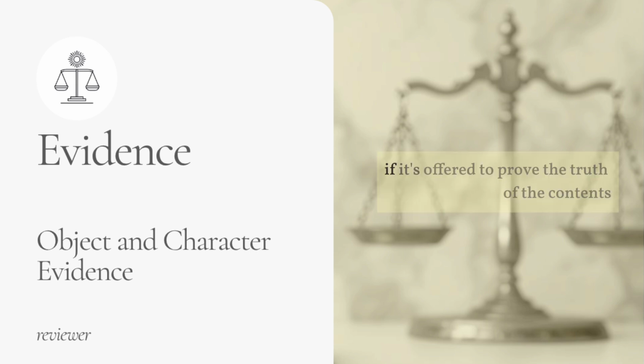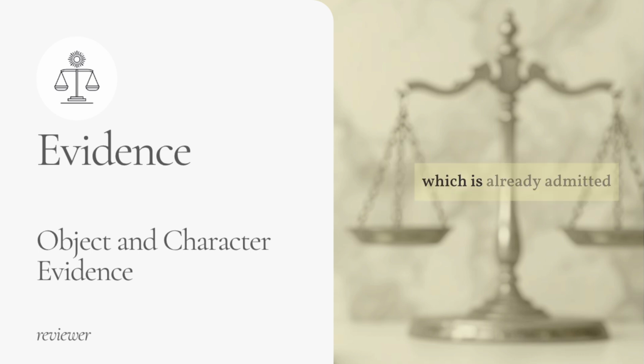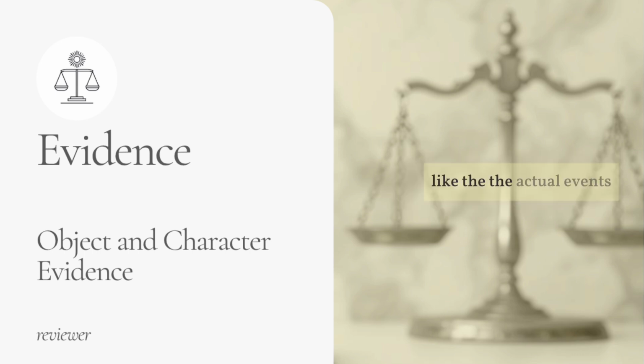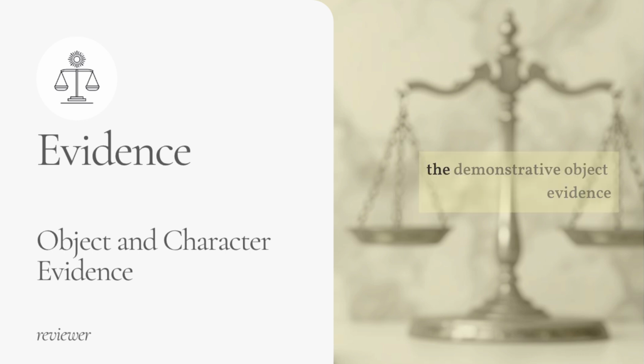It could be documentary if it's offered to prove the truth of the contents therein, and it could be demonstrative object evidence if it is used to aid the presentation of a fact which is already admitted. So just remember, when you've got your CCTV, if it's offered to prove the fact already admitted because you had another witness who had personal knowledge of what happened, like the actual events, the demonstrative object evidence, the video, can be given to aid the presentation of the fact already admitted. So they're testifying, you say, okay, what happened at this time stamp? What happened at this time stamp? Can you confirm what you're seeing in the video, right?